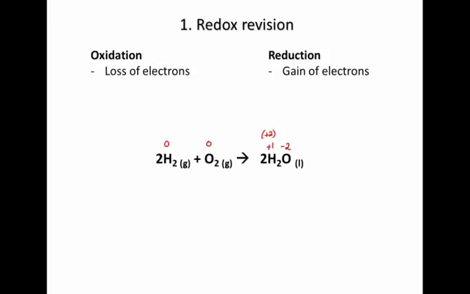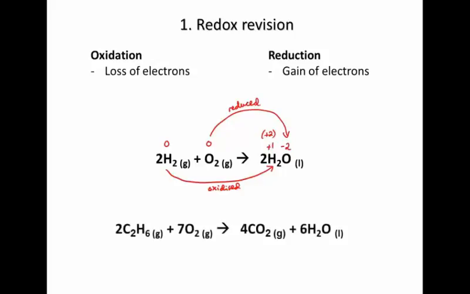So that means that the hydrogen has gone from zero to plus one. So it has lost electrons. Remember that electrons are negatively charged, so if you lose electrons, you must end up with a positive charge. So that means that the hydrogen has been oxidized. And the oxygen has gone from zero to minus two, so it has gained electrons, so it has been reduced. These rules hold in organic chemistry too.